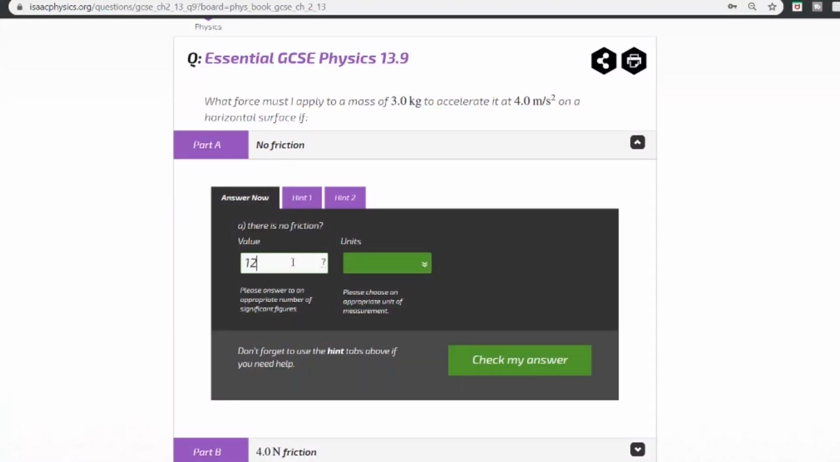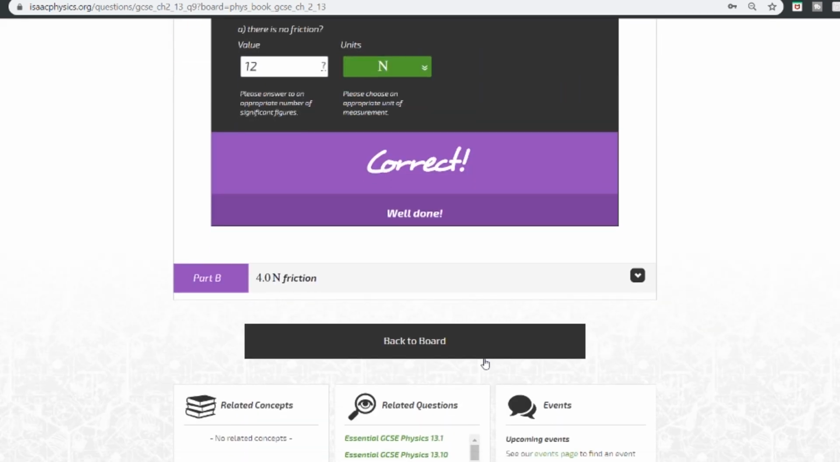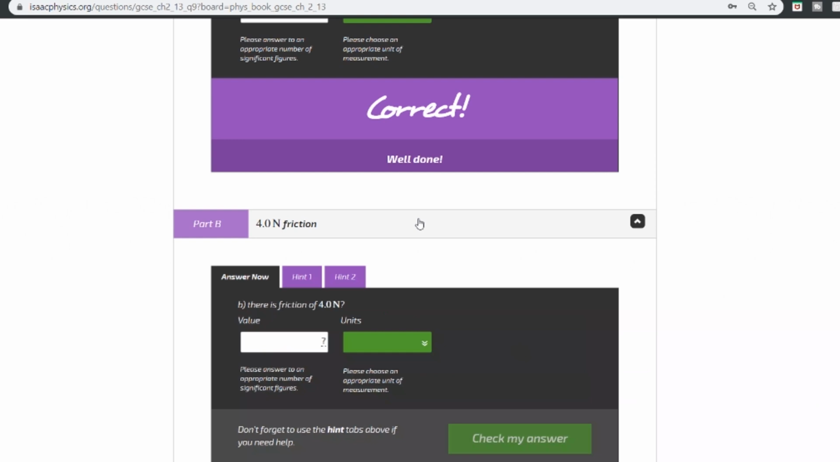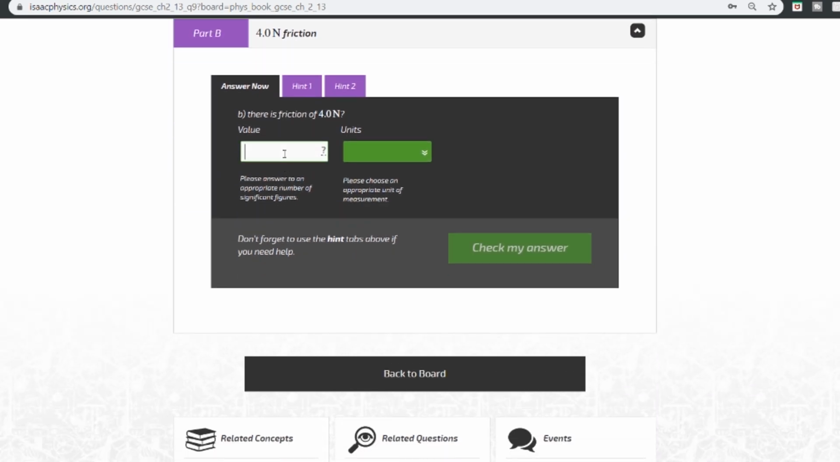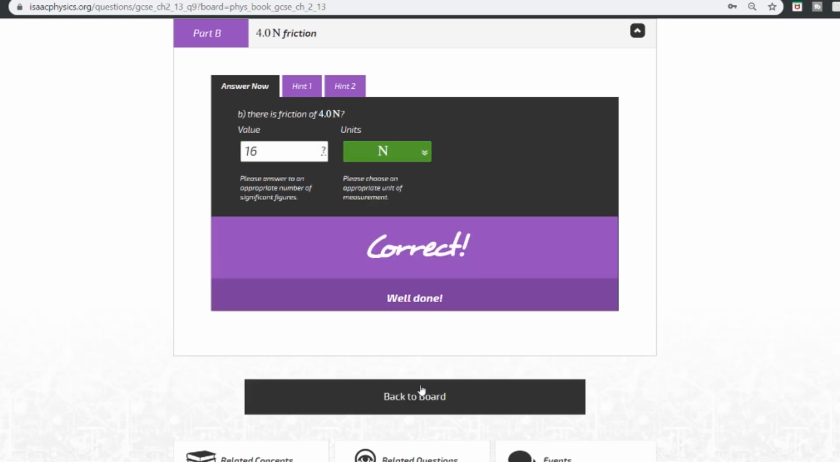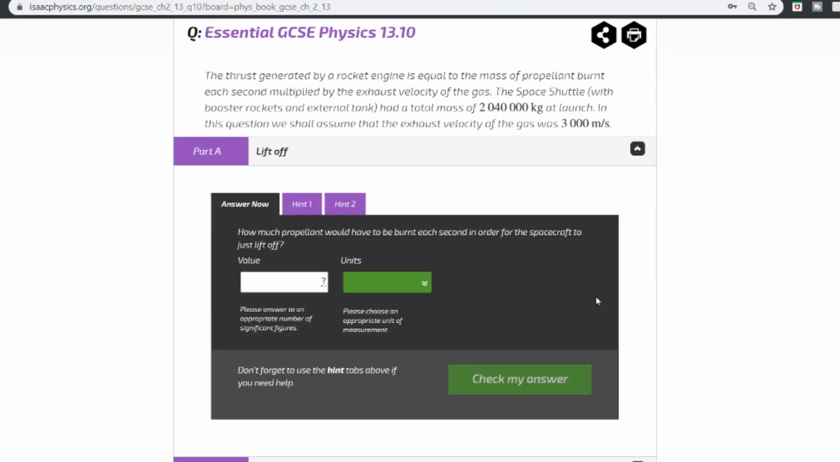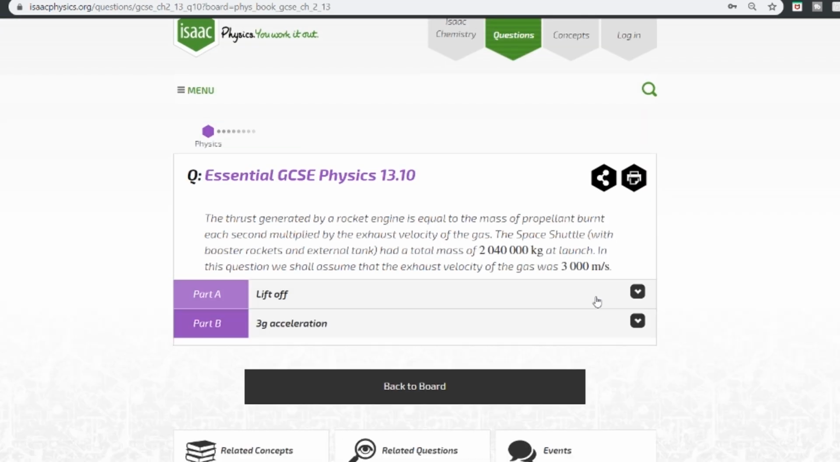So for 13.9, the value, if there's no friction, would be 12 newtons. And if there's a frictional force of 4 newtons, then the force we need to apply increases by 4 to 16 newtons. Correct. Back to board. One more question to go, 13.10.